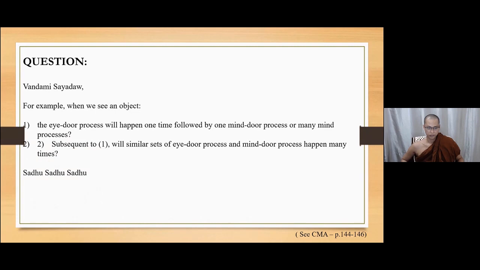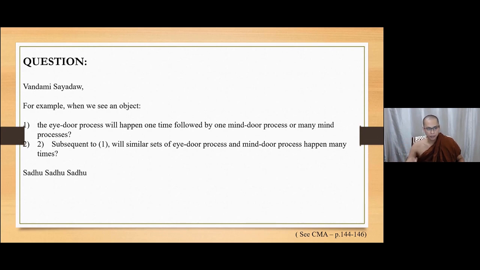Venerable, for example, when we see an object, the eye door process will happen one time followed by one mind door process or many mind processes. Subsequently to one, will similar sets of eye door process and mind door process happen many times? Sadhu, sadhu, sadhu. Of course, yes, because if we see something, it takes time compared to the frequency of the mind movements. The frequency of mind movement is very fast, and in one second it can arise millions of times.